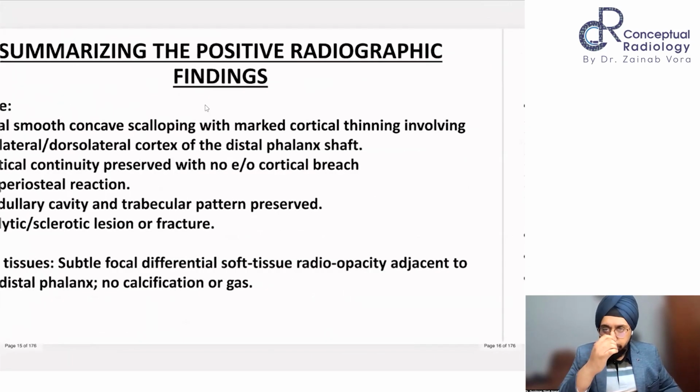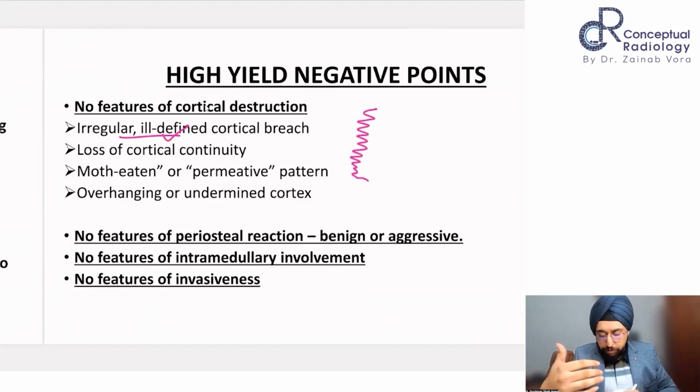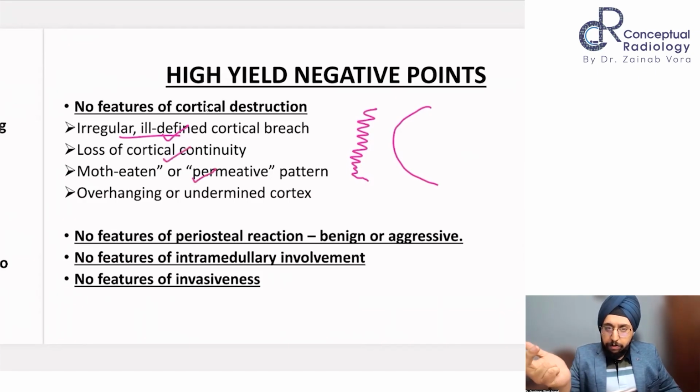So how do you summarize that? So we summarize all the findings, and very important, what are the negative points which you need to know? That there is no cortical breach. Okay, so there are no features of cortical destruction. It would have been something like this. It would have been an infiltrative lesion. Since it's a smooth thing, it's actually some benign lesion which is causing a pressure remodeling of the subjacent cortex. Okay, so there is no loss of continuity, there is no permeative pattern. Okay, there is no overhanging or undermined cortex.